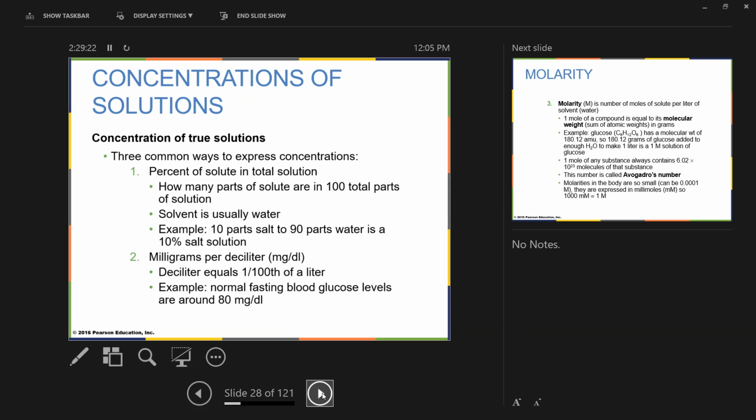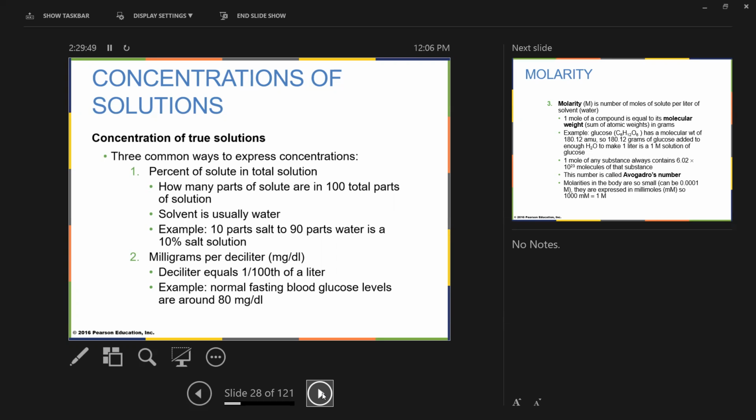Percentage, how do you make a percent solution? Well, if you want to make a 10% salt solution, you would take 1 liter of water and add 100 grams to that liter of water. This liter of water is 1,000 milliliters. You want to make a 10% solution. What's 10% of 1,000? 100. And so 10% of 1,000 is 100.